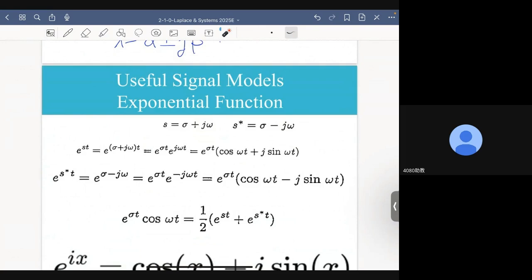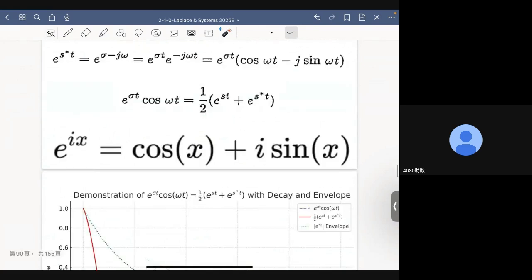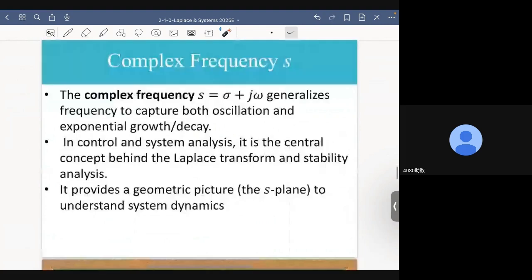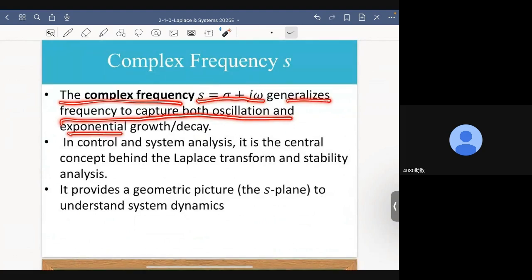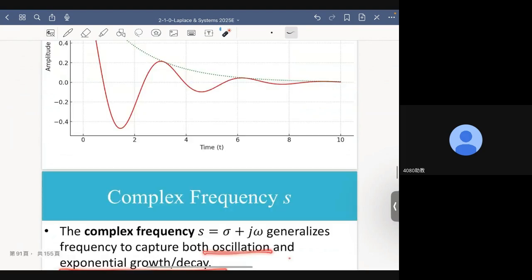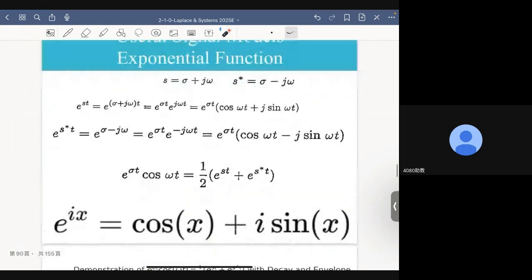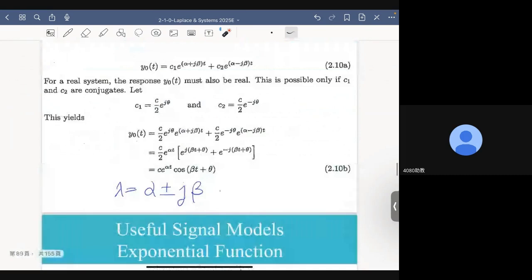because it governs the speed of the oscillation. So the complex frequency s equals sigma plus j omega, a generalized frequency to capture both oscillation and exponential growth and decay. That means complex frequency goes one step further than frequency. It captures not only oscillation but also exponential growth. That is the envelope.